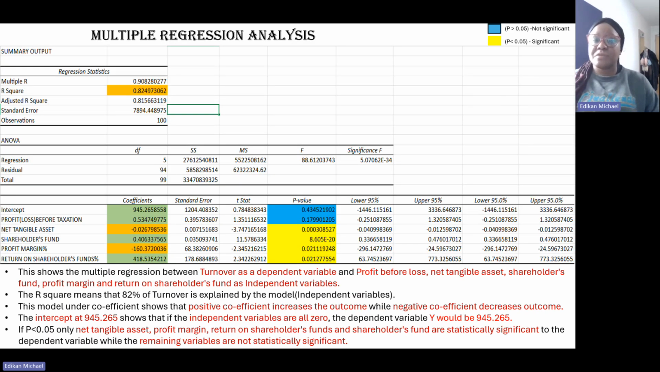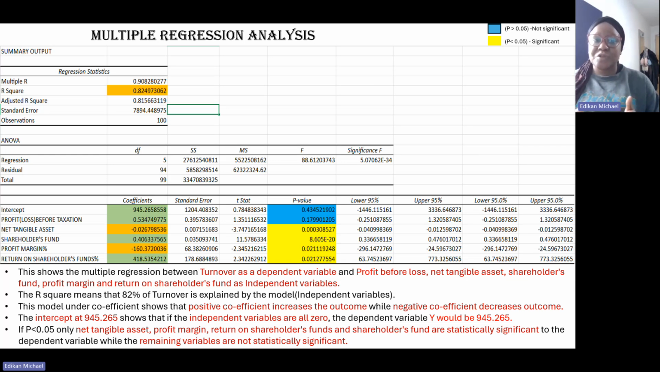Now, this is my multiple regression analysis. The R-square of my multiple regression analysis shows that 82% of the change in dependent variables can be explained by the independent variables in my regression model, which makes my regression model a perfect model. While the remaining 18% goes unexplained.